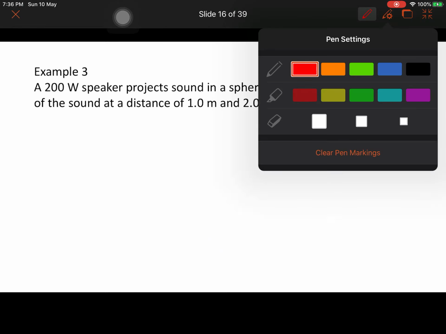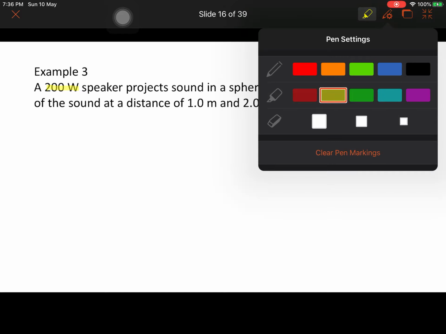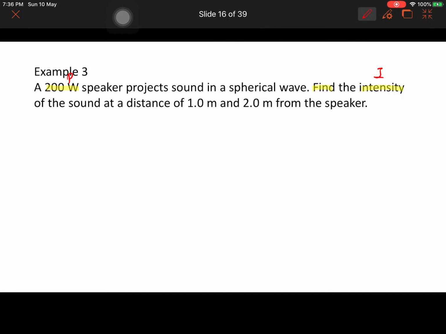Pause here and try example 3. Example 3 tells us that we have a 200 watts speaker that projects sound in a spherical wave. Find the intensity of the sound. So I want to find the intensity, this is I, this is P, at a distance of 1 meter and 2 meters. So this is R away from the speaker.